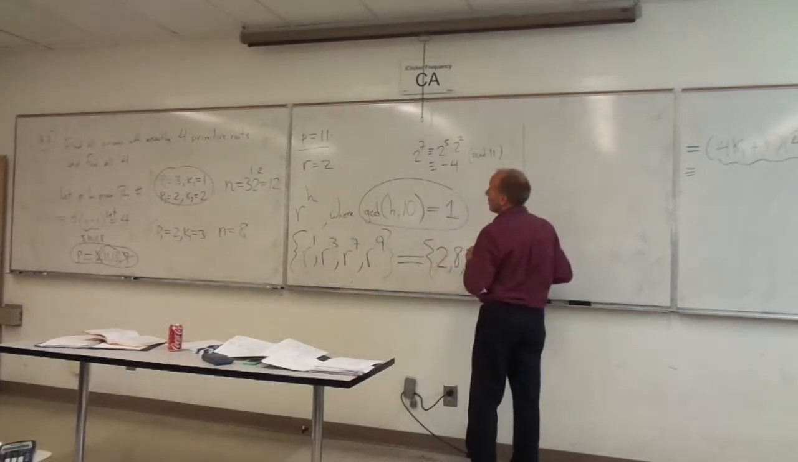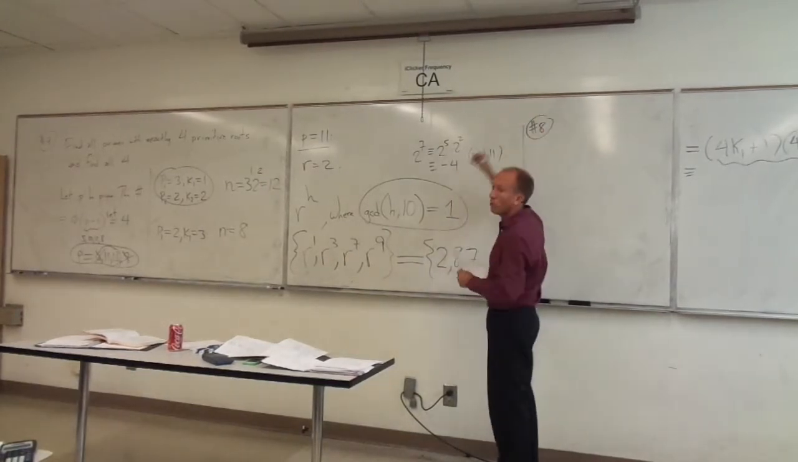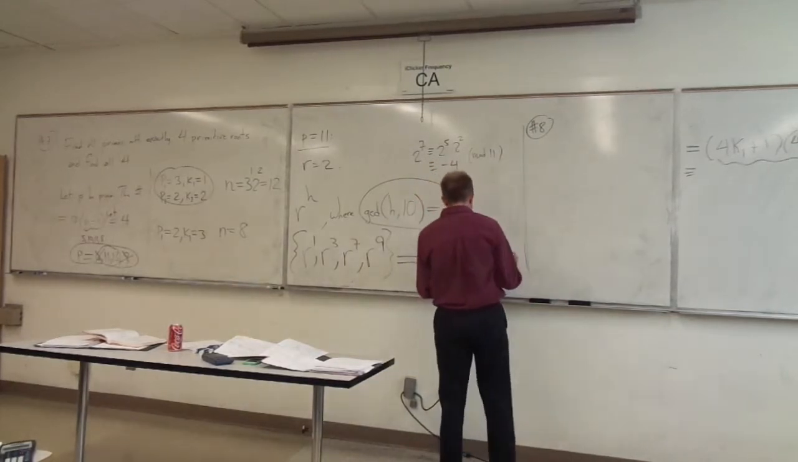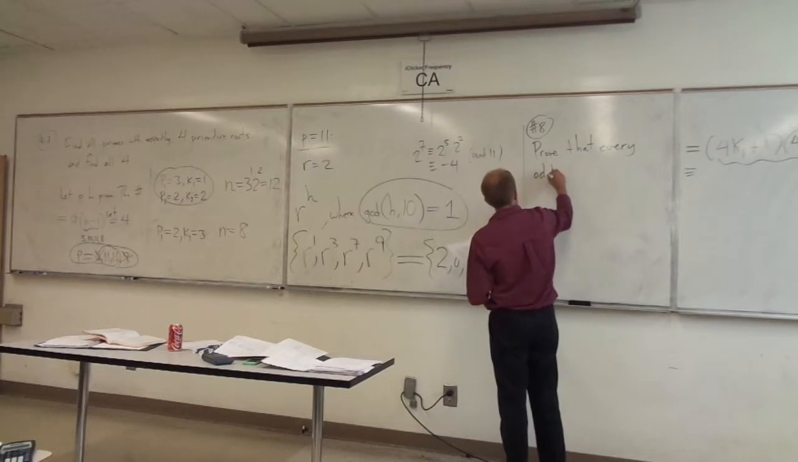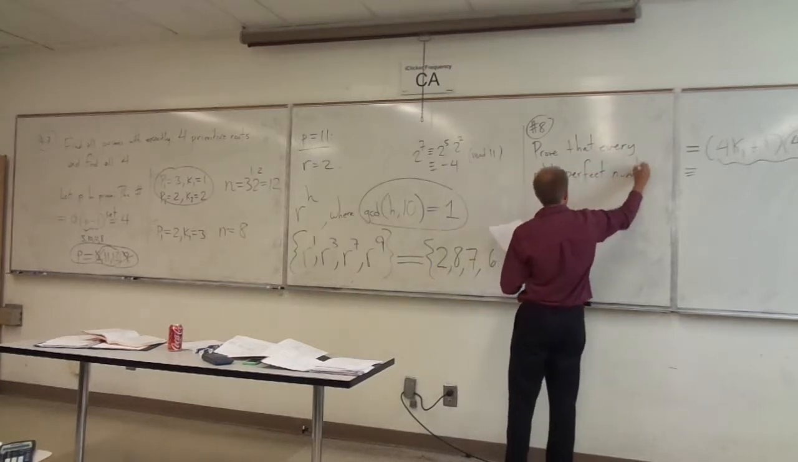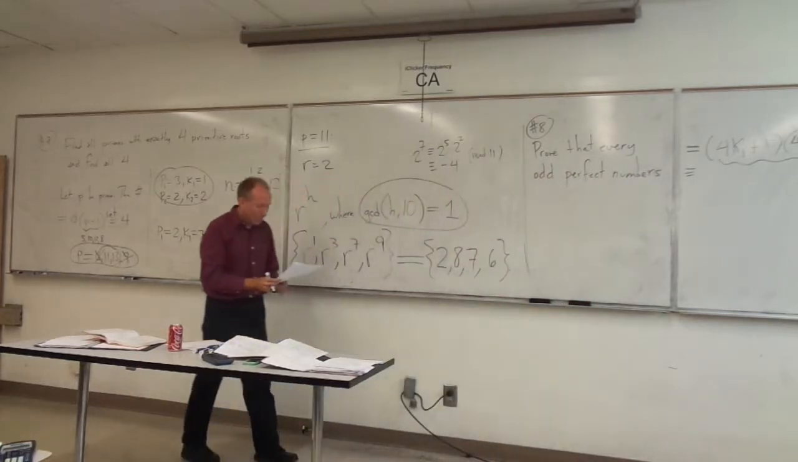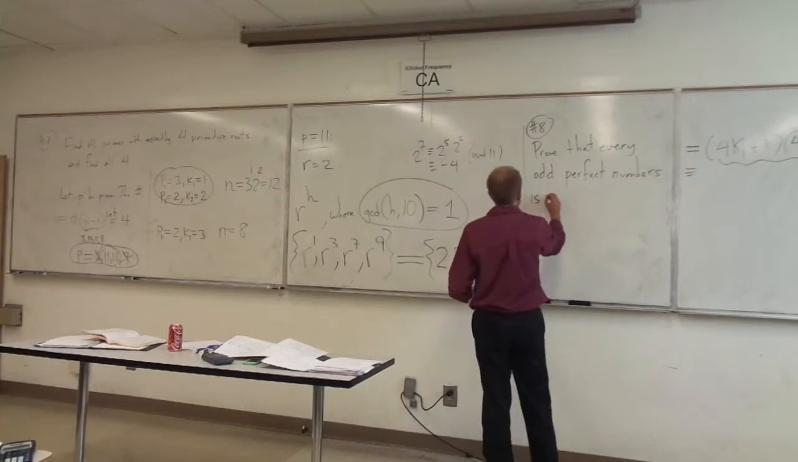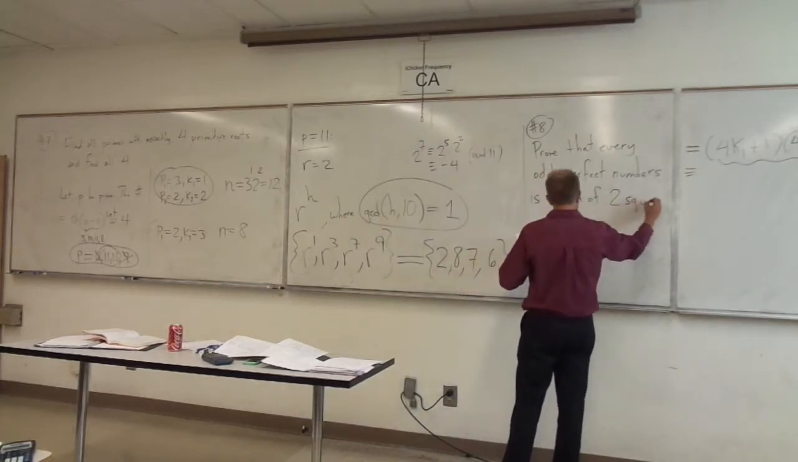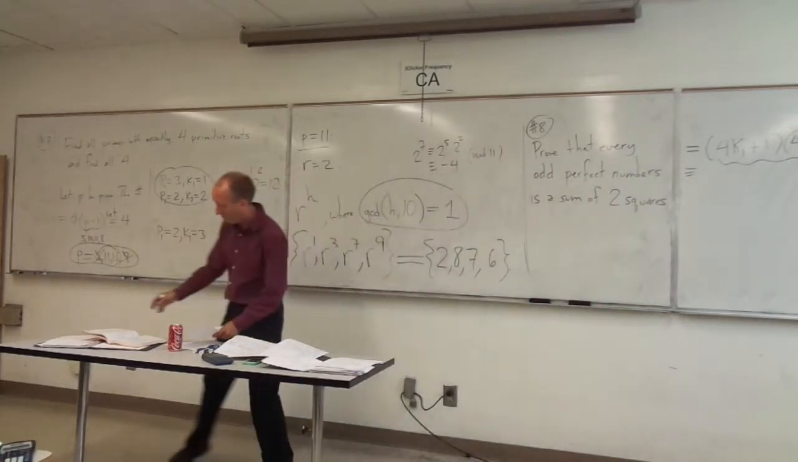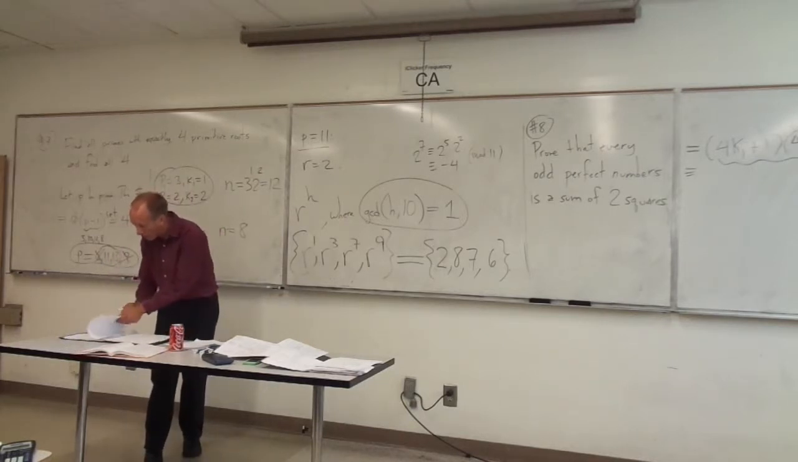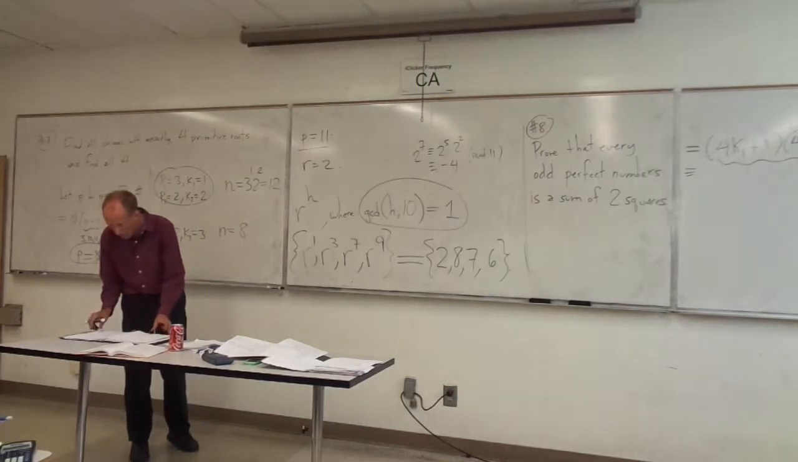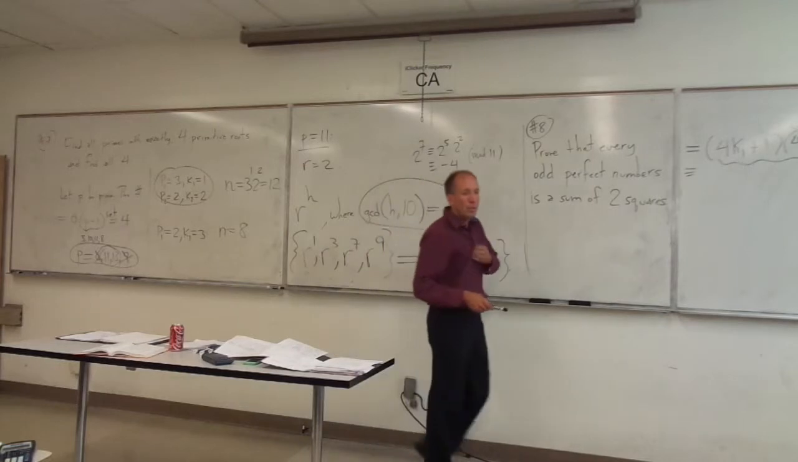So here is one more, and this is number 8. This is off of the group work, so there is already a solution typed up for this, already on the internet. It says, prove that every odd perfect number, and there are so many of those that we know about, is a sum of 2 squares. This is off of group work number 12, the very, very last group work of the whole entire semester. So, if you had an odd perfect number, you want to prove that it's a sum of two squares.